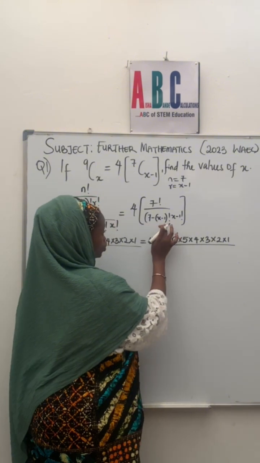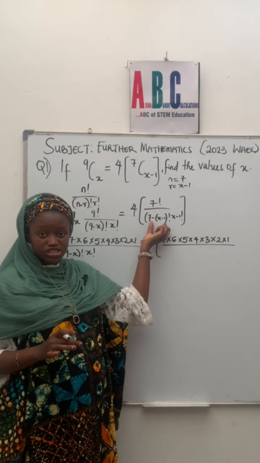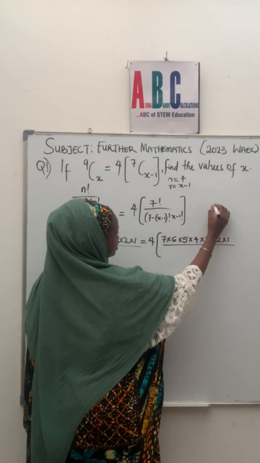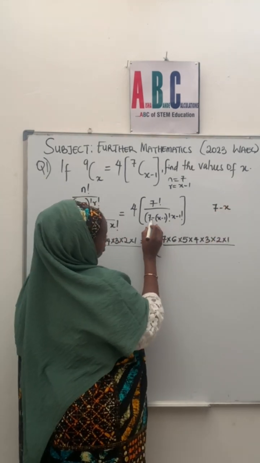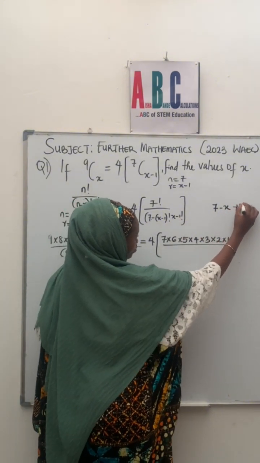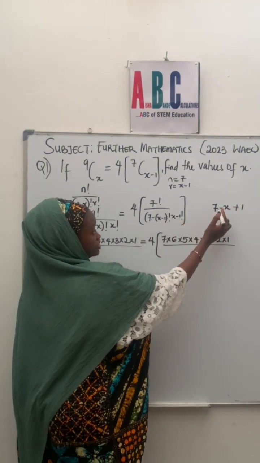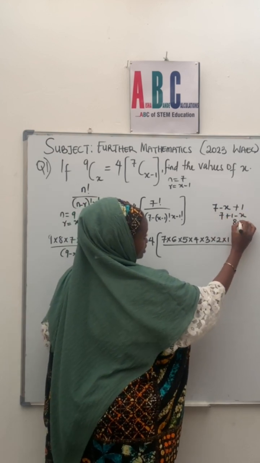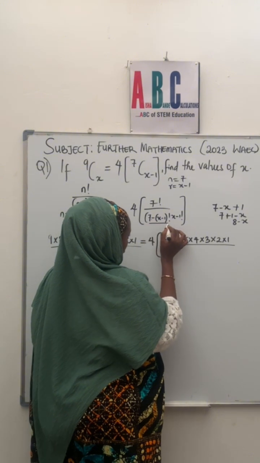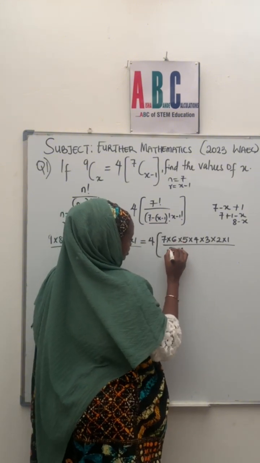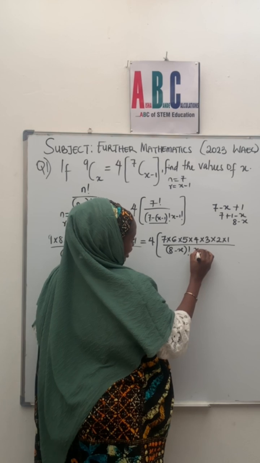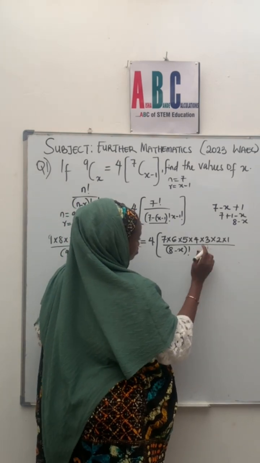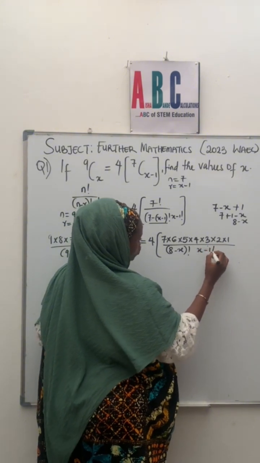And the denominator here, we're going to open up this bracket. So we're going to expand. So this becomes, we have 7 minus x. Then minus times minus here becomes plus. Then we have 1. So this is the same as saying 7 plus 1 minus x. 7 plus 1 gives us 8. So this is 8 minus x. So what we have for this now becomes 8 minus x factorial, then x minus 1 factorial.